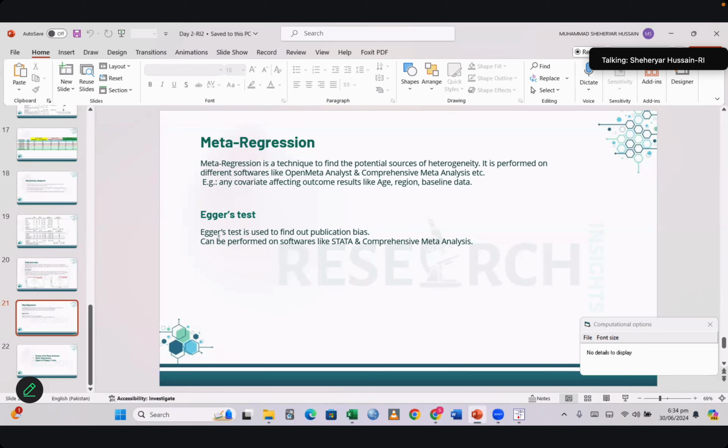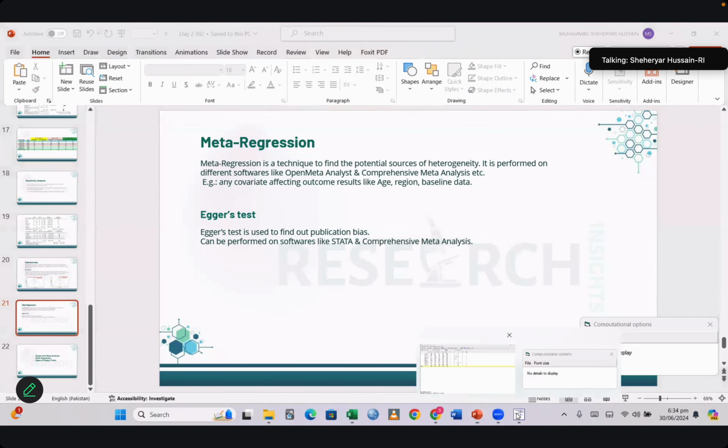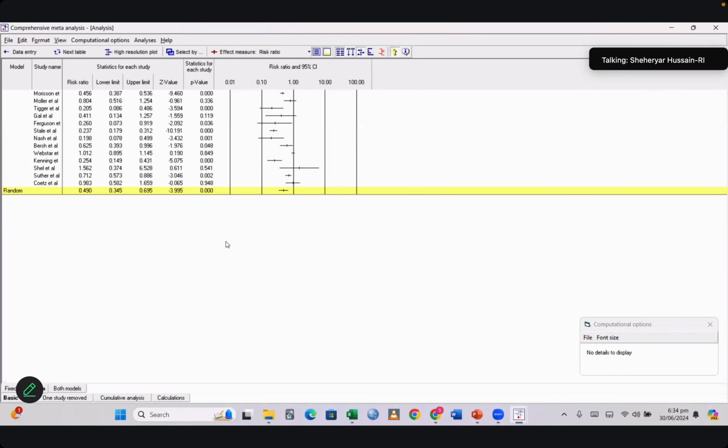So Egger's test can be done on software like Stata and comprehensive meta-analysis. Again, it is not necessary. This is just an additional test. Stata is a paid thing, and for comprehensive meta-analysis, we can get the trial version of it. So I'm going to demonstrate how to conduct Egger's test with just 2 clicks. We will be done with Egger's test.